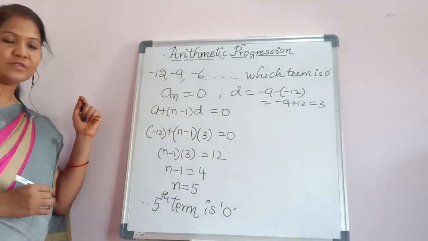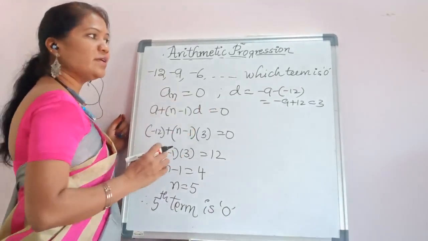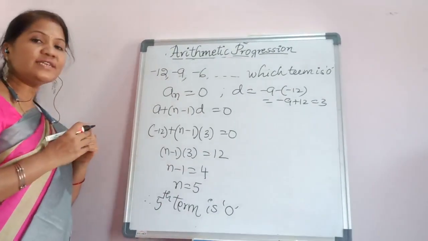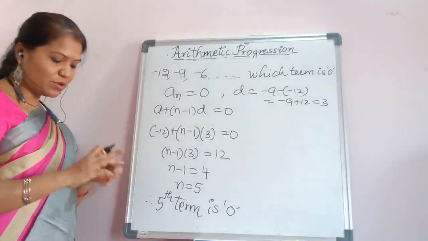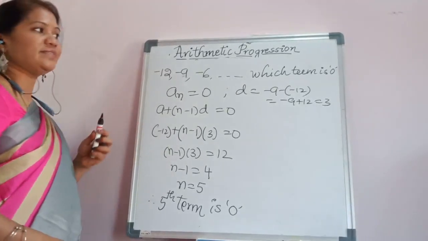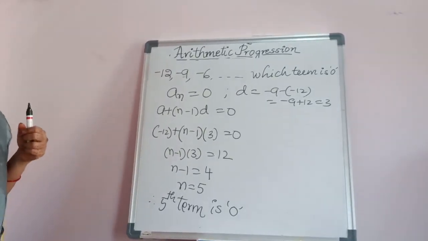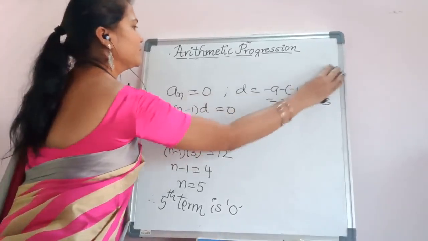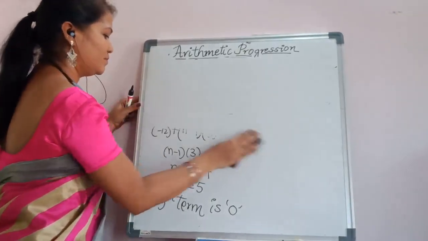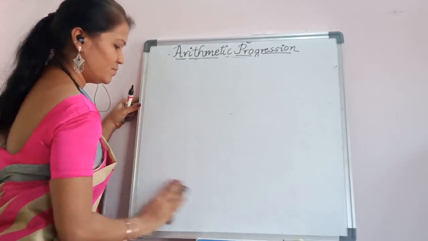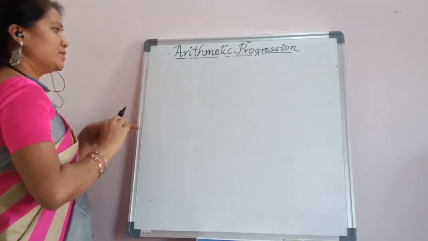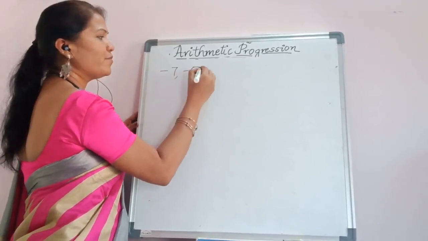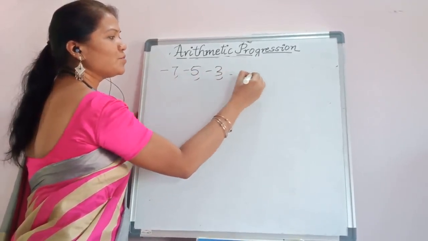Understood all of you? So the application of an is also for finding which term of this given progression is 0. Let us go for another example. Minus 7, minus 5, minus 3 and so on.